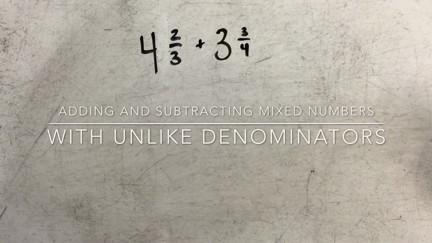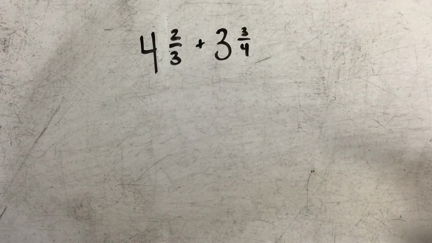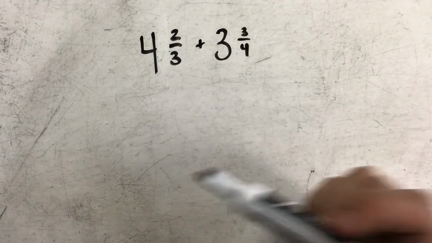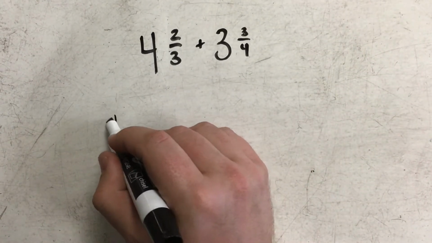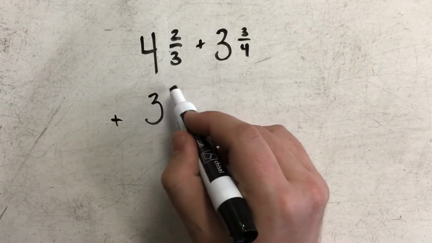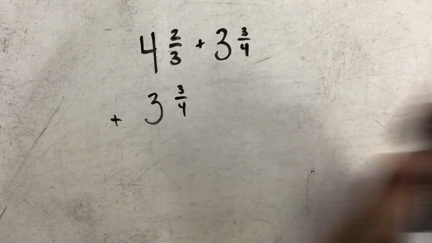Hey there. Today we're going to learn how to add and subtract mixed numbers with uncommon denominators. So here I have an example of 4 2/3 plus 3 3/4. And the first thing I want to do is rewrite my problem so that my numbers are stacked on top of each other.